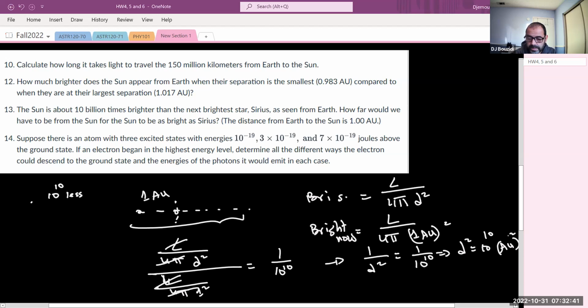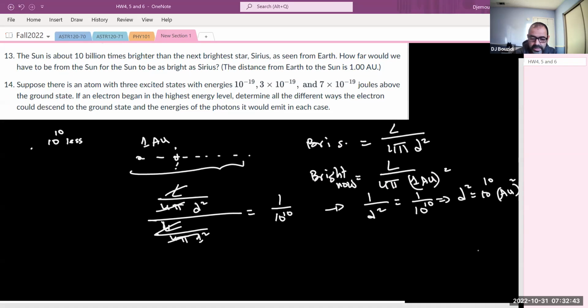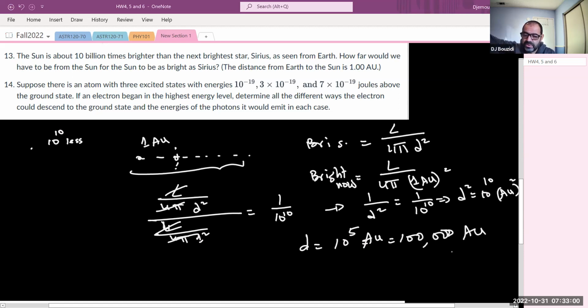So I'm going to take the square root of everything, and that's going to give me the distance is about 10 to the power 5, because when you take the square root of a power, you just divide that power by 2. So in this case, it's 10 to the power 5 astronomical units, or 100,000 astronomical units, 100,000 times further away from where it is right now. This is far more than the size of the solar system. This is actually about 1/10 of the distance from here to the nearest star.